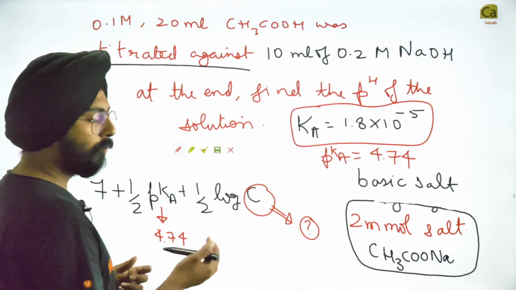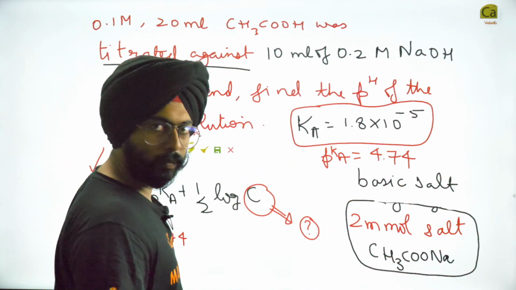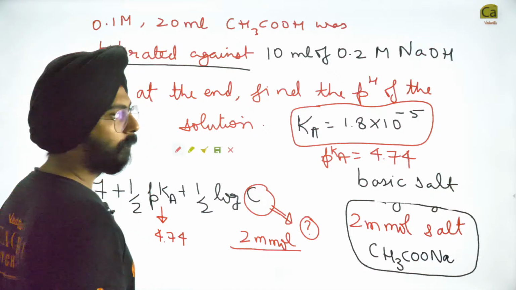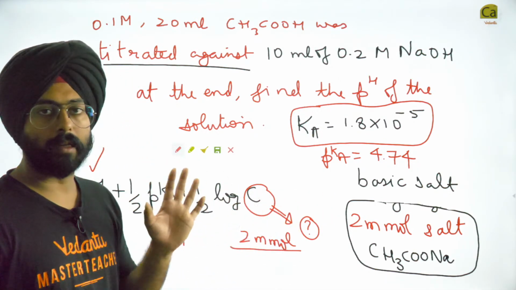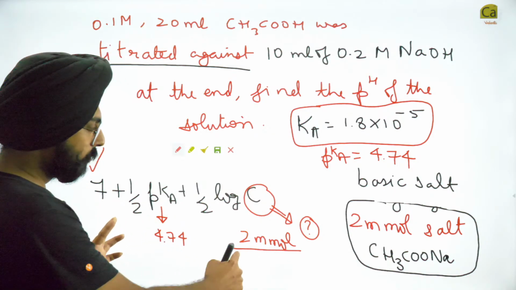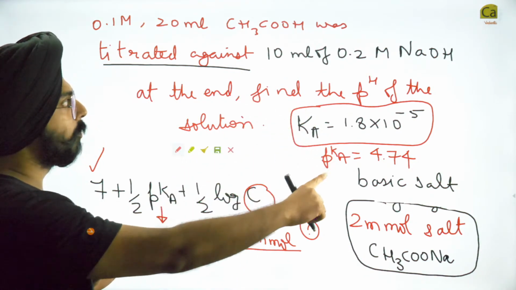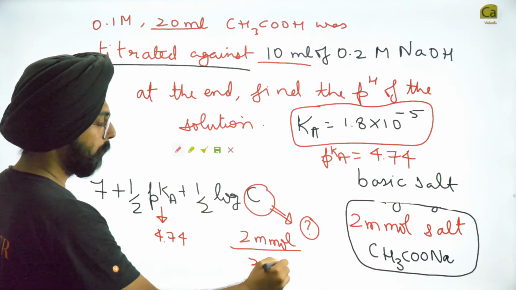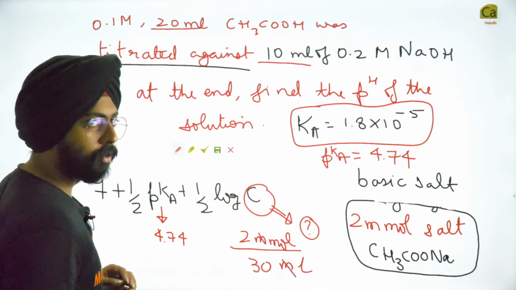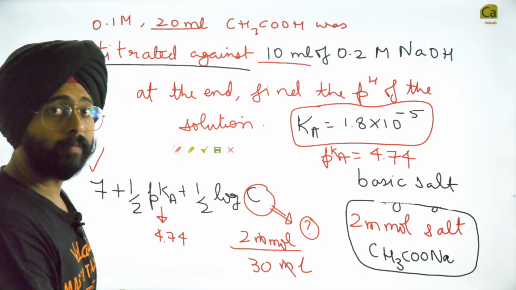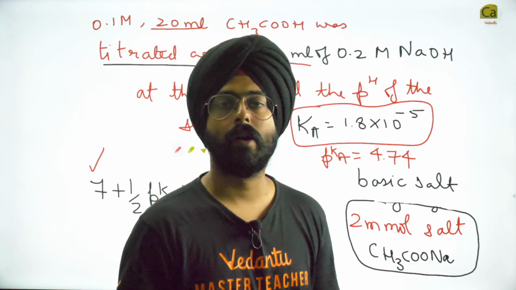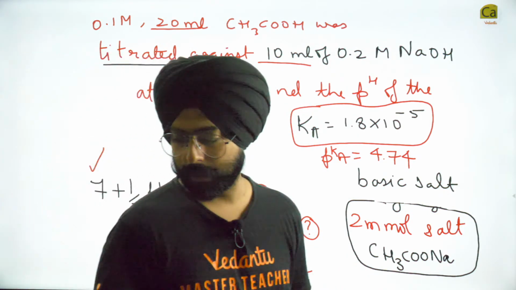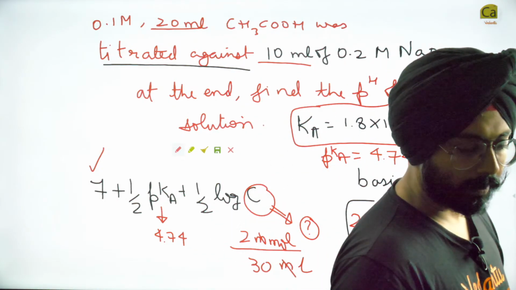What's the concentration? My dear friends, concentration is moles upon volume. What are the number of moles over here? 2 millimoles. What is the total volume? If you took 2 over here, incorrect. What's the final volume of this entire solution? 20 ml plus 10 ml, 30 milliliters. Milli cancels milli. Moles upon liter is what? Molarity. 2 by 30 molar solution. I don't know how much 2/30 comes to.